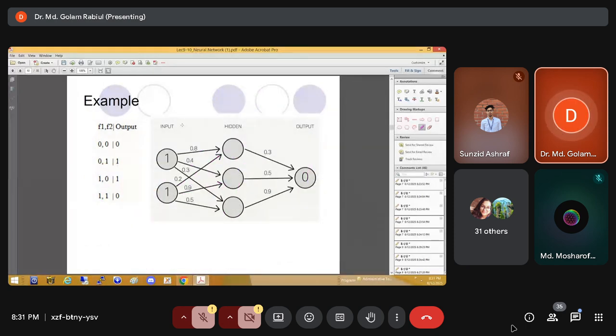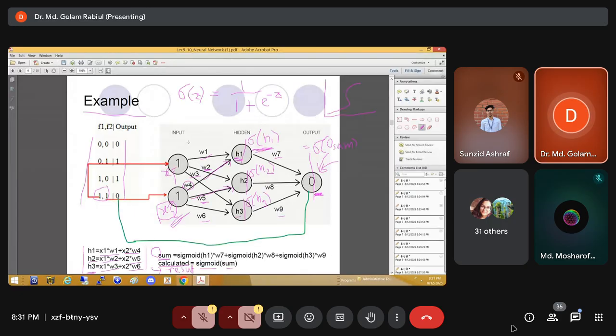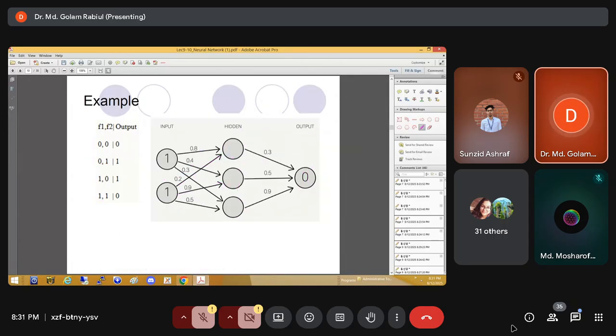Initially, what we have done is assign the weights W1, W2 up to W9 random values within 0 to 1. We have just assigned some random values. The value of W1 is 0.8, W2 is 0.4, and in this way W9 equals 0.9.